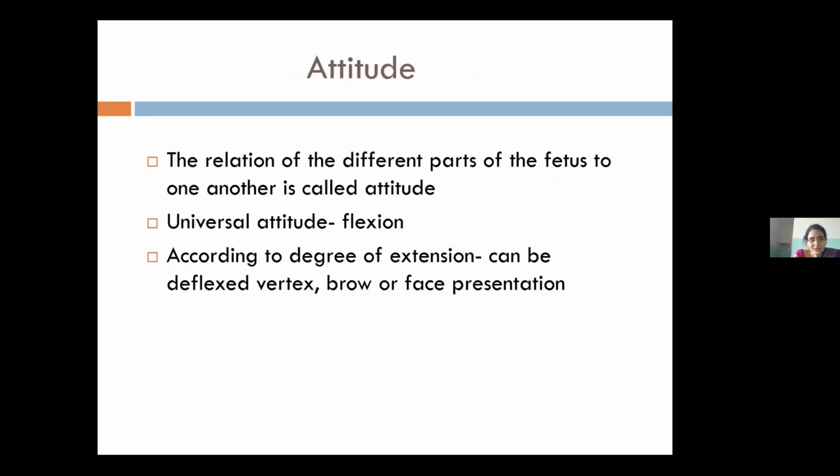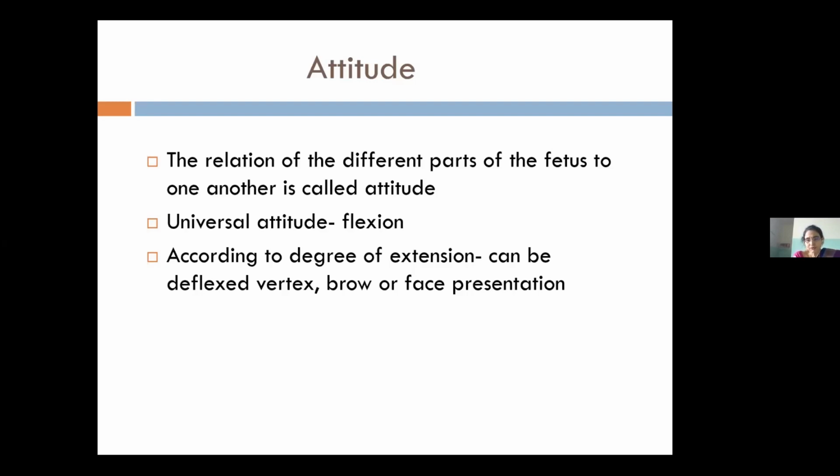And what is attitude? Attitude is the relation of the different parts of the fetus to one another. It can be either flexed or extended. What is the universal attitude? Flexion. What do you mean by flexion? In the attitude of flexion, there is universal flexion of all the joints of the fetus.